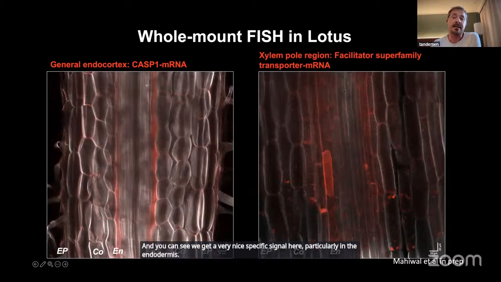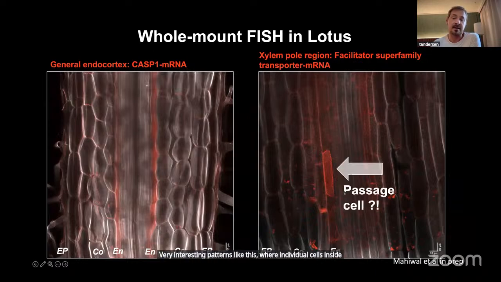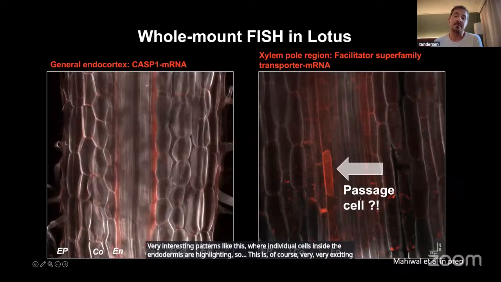And one of our candidates, actually a number of our candidates, show very interesting patterns like this, where individual cells inside the endodermis are highlighting. So this is, of course, very, very exciting. And we think we have found some genes that are specifically expressed in the passage cells.